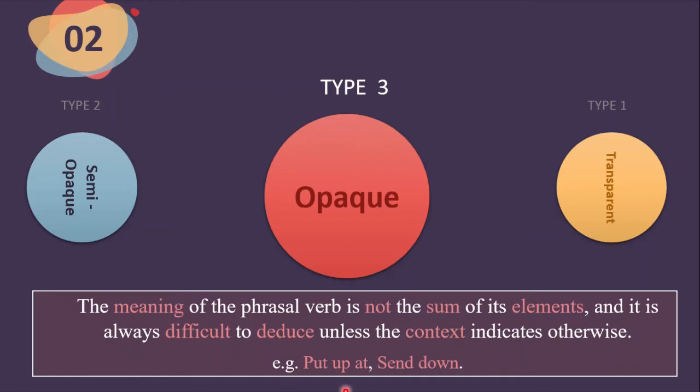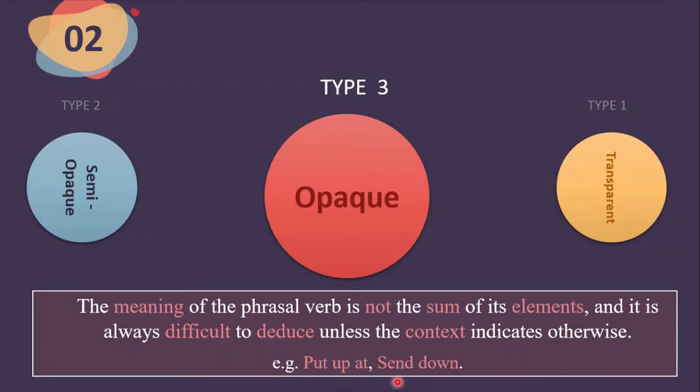For example, I typed here put up at. I'll give you an example. Let's put it in context. I don't know if you can understand or not. We put up at a motel. In this one, I think it could be guessable. I think here it has the meaning of stay somewhere, like stay somewhere for a night or so.